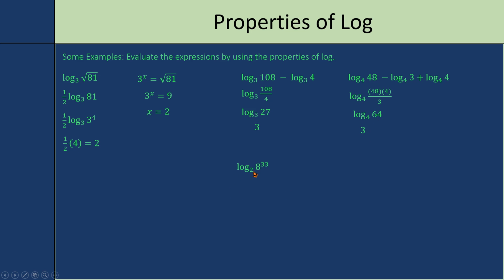Another problem here. 2 raised to the what gives you 8 to the 33? Well, you move the 33 to the front. Now you have 33 log base 2 of 8. Now here, log base 2 of 8 is easy. 2 to the what gives you 8? 2 to the third power. So that just gives you 3. 33 times 3 is 99.